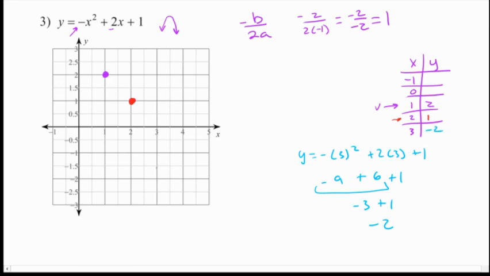So (3, -2). And now I know that since parabolas, or quadratics, are symmetrical, these y values are going to match. So I'm going to have (0, 1) and (-1, -2). And so when I sketch this, we do see that upside down U shape. I have my 5 points, and I should be good to go.